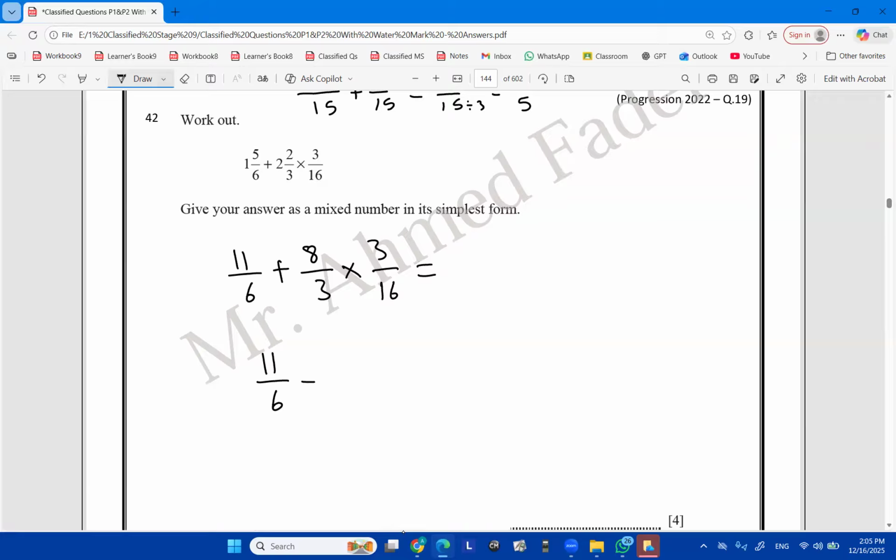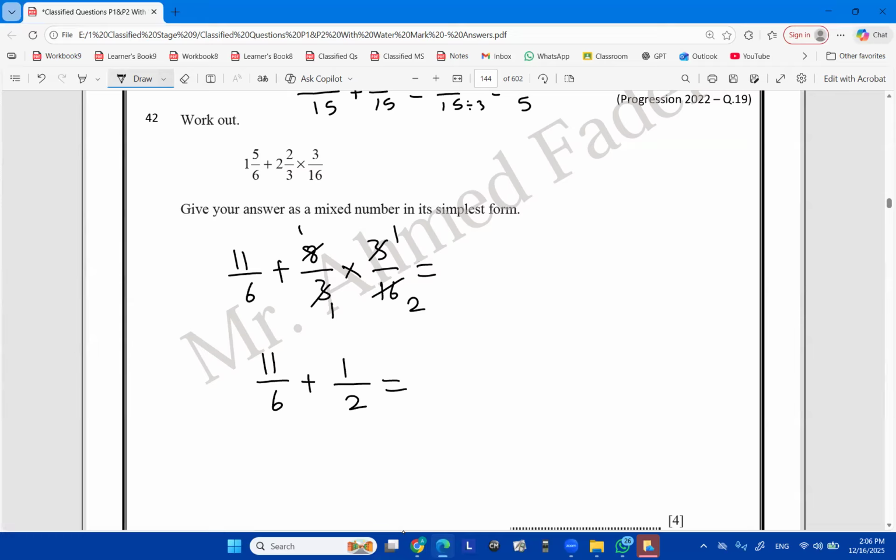Plus, here, can I simplify first? Yes, definitely, that's multiplication. We can simplify first. Dividing by 8 is 1, dividing by 8 is 2. Dividing by 3 is 1, dividing by 3 is 1. But 1 times 1 is 1, over 1 times 2 is just 2.